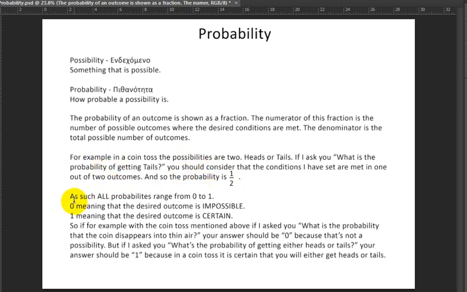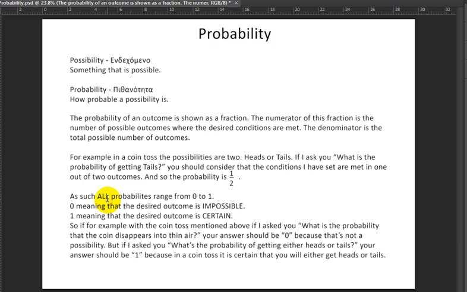So that means that all probabilities have a range from 0 to 1. 0 meaning that the conditions I set are impossible, and 1 meaning that they are certain, right? So for example, in the coin toss example, let's say I asked you, what's the probability that the coin disappears into thin air? Like you just toss it and it just vanishes, right? You should say 0 because that's not a possibility.